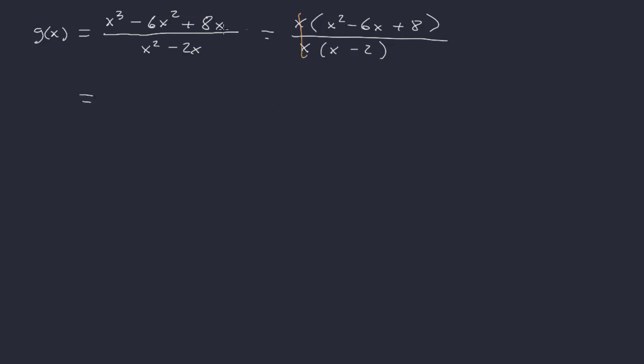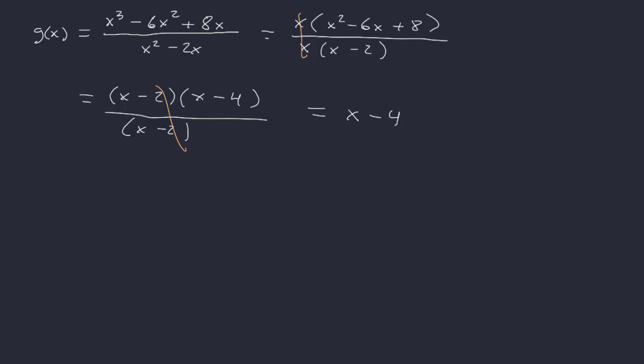And then similarly, the top will factor further because if we want two things that multiply together to give us 8 but sum up to be negative 6, we could factor that into x minus 2 times x minus 4, because the negative 2, negative 4 will give us positive 8, but the minus 2, minus 4 will give us negative 6. And so we get nice cancellations here so that this function comes all the way down to x minus 4.